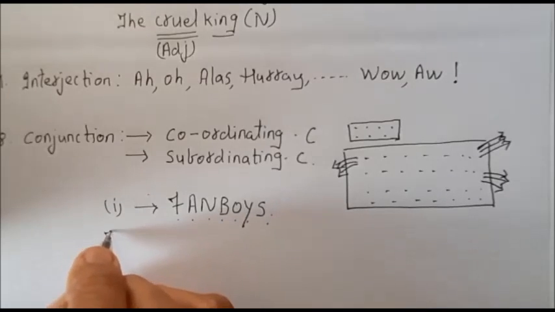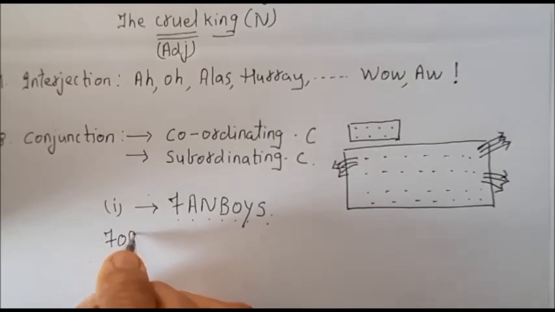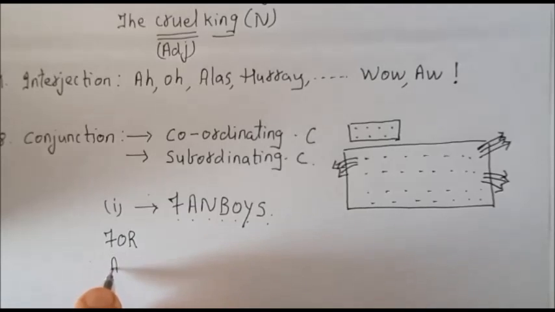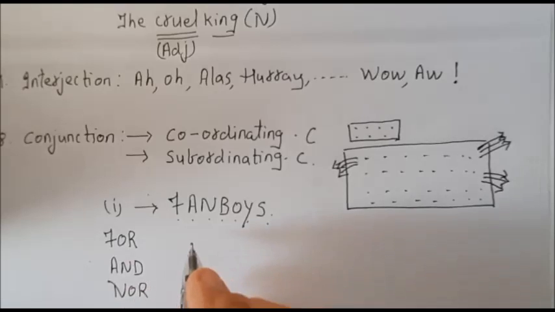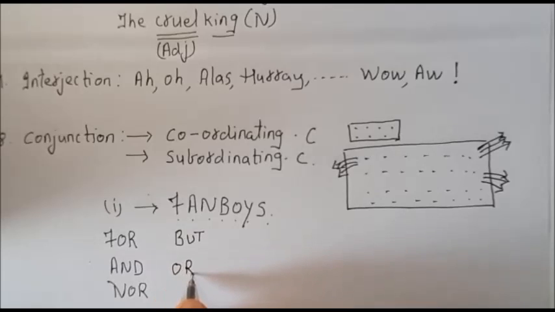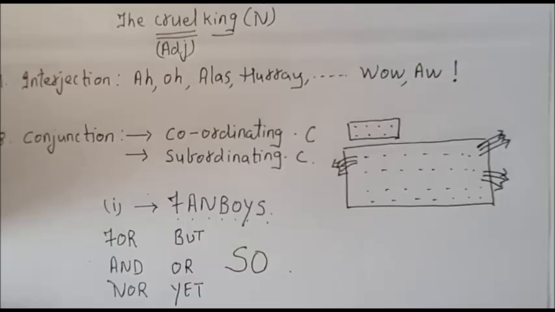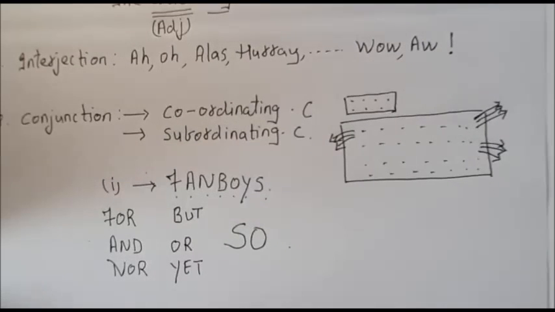So F is for for, A is for and, N is for nor, B is for but, O is for or, Y is for yet, and S is for so. So this is what you are going to go through.